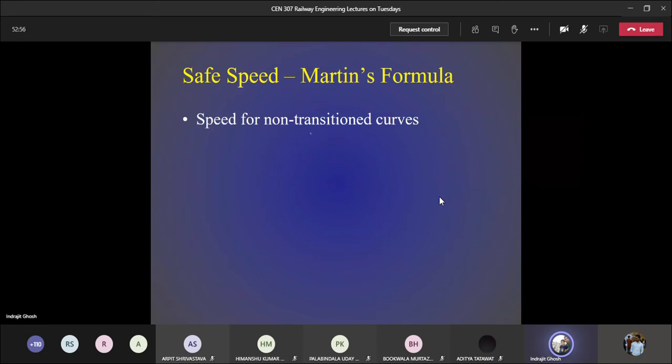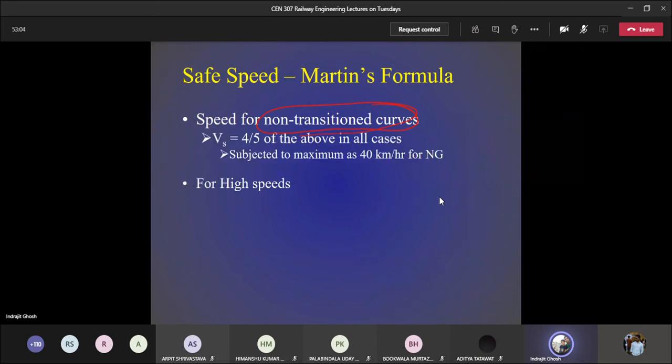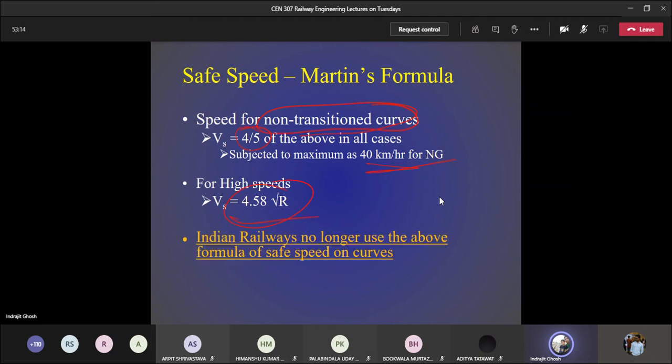Here also we have some formulas which are related to non-transition curves. So there is no transition curve. This is non-transition curve. This is fourth, fifth. There are also some other equations as well, very bad, very difficult to remember. But the good thing is that Indian Railways do not use those formulas. They do not use Martin's formula. So now the next question is, which formulas do they use? Is there a different, easier formula?